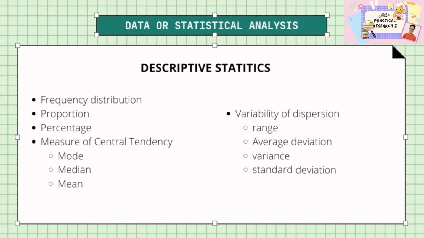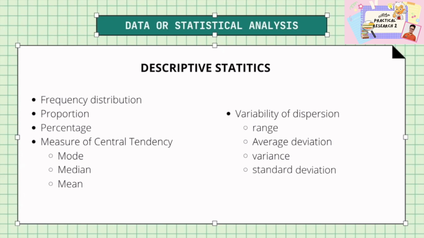Measure of central tendency: how do we define it? It indicates where the center of the distribution tends to be located. It refers to the typical or average score in a distribution. For mode, this refers to the most frequently occurring score in a distribution. For example, you have your test scores. If you are looking for the mode, the most frequently occurring score, that's going to be your mode.